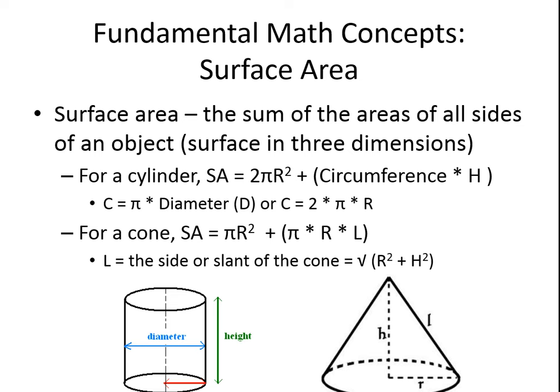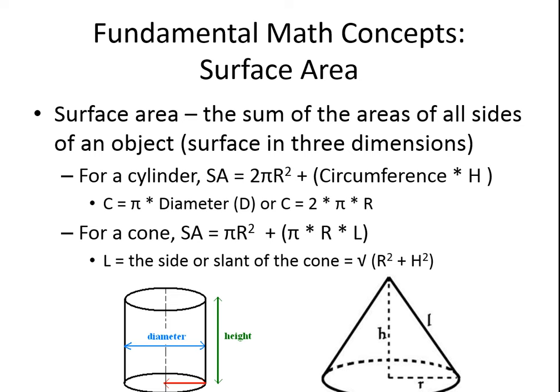Okay, our second concept that we're looking at is surface area, which is very similar to area, but here we're going to take the sum of the area of all sides of an object. So for example, if you have a cube, you can take the area of one side, the length times the width, but then you can add that to the area of all of the other sides, okay, and that would give you the total surface area of that object.